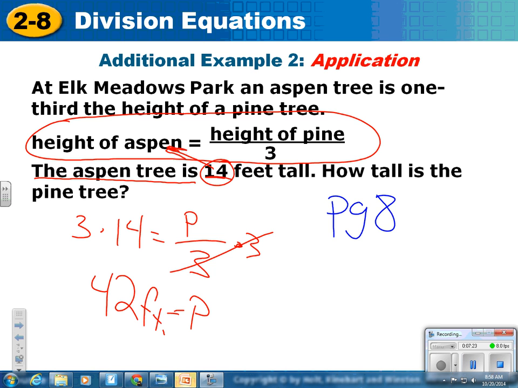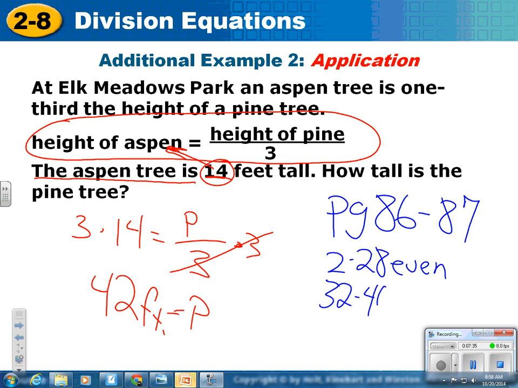Yep. Page 86 to 87. 2 to 28 even. And 32 to 40 even.